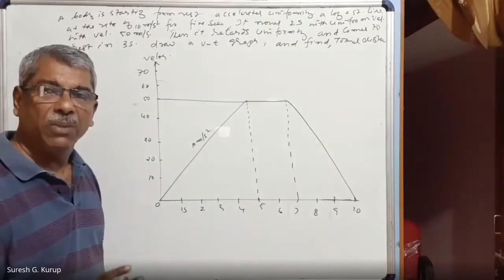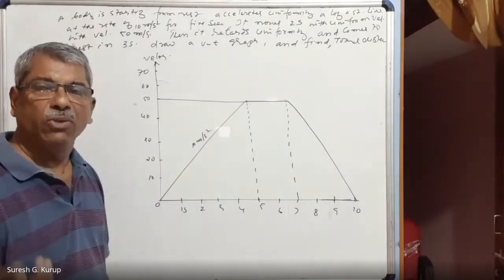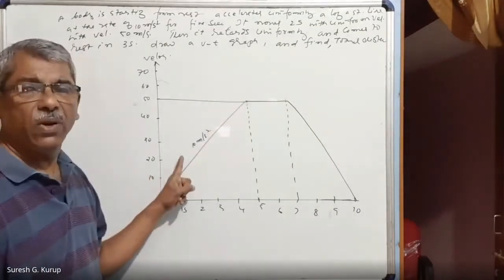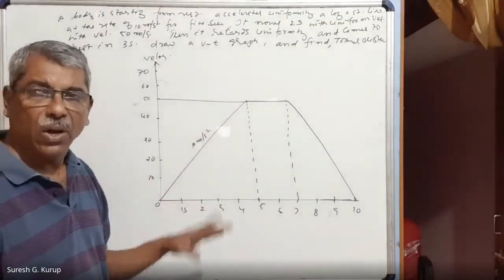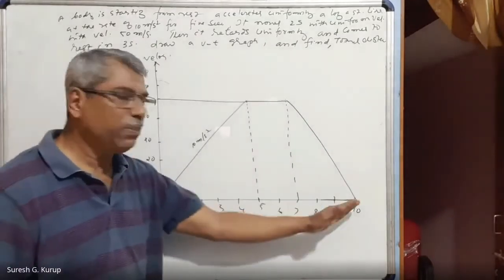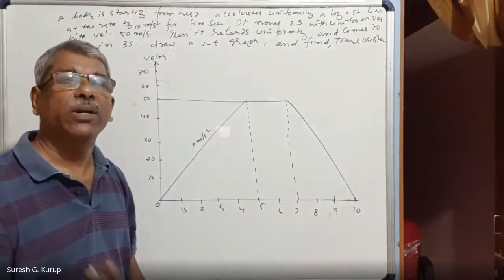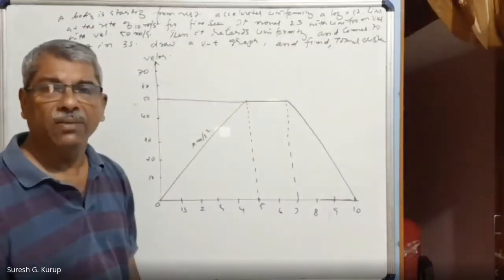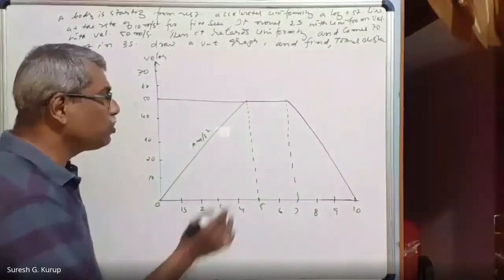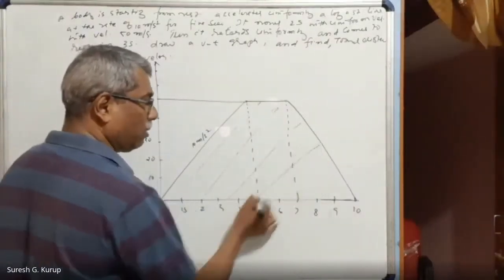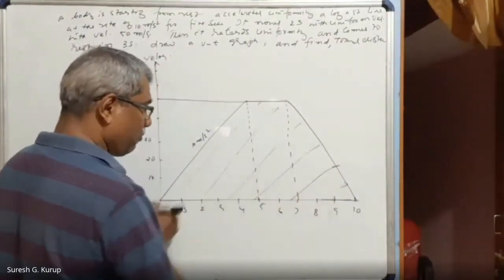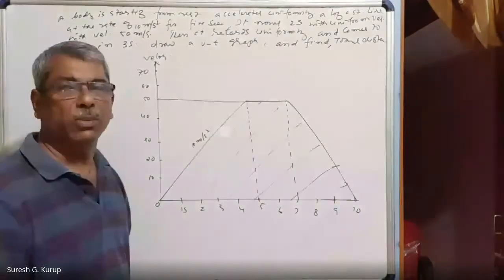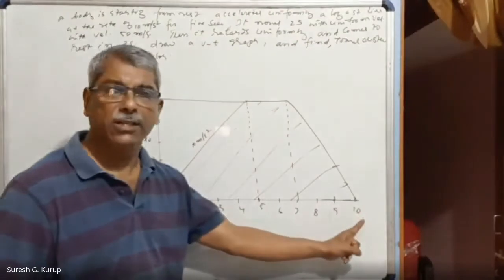A velocity-time graph can be used for 2 purposes. One is to find acceleration: the slope of the velocity-time graph is acceleration. And also, it can be used to find displacement or distance traveled by finding the area under the velocity-time graph. If you calculate the whole area, that will be the displacement of the body from 0 to 10 seconds.